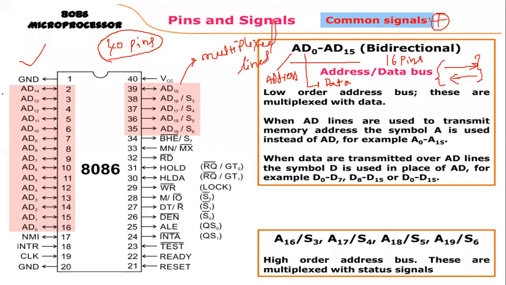Now see the highlighted ones: AD0 to AD15. You can see this highlighted area, AD0 to AD4, nothing but pin number 2 to pin number 16, and at the same time pin number 39 to pin number 35. You can see AD15 to AD19.